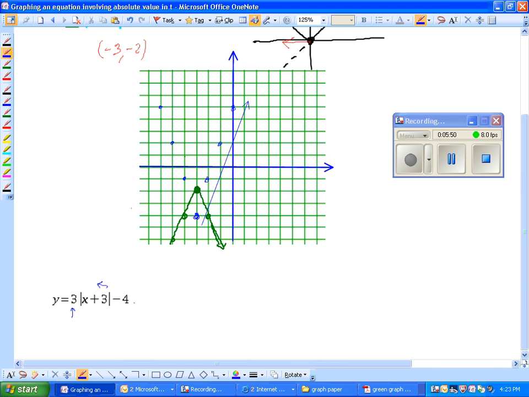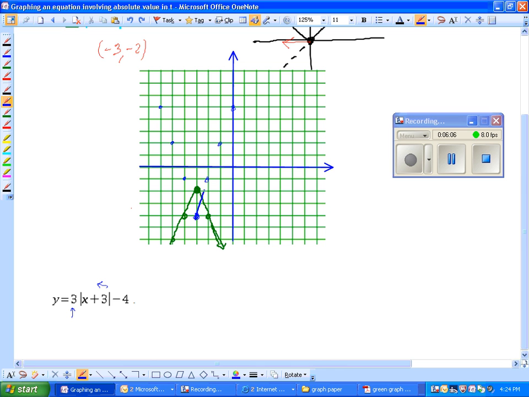Wow, that was way off. Let me get one of these guys. You see that? I put my cursor right there, and it appears off to the side. Whatever, I'll just draw it by hand.